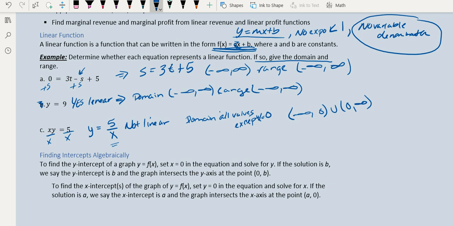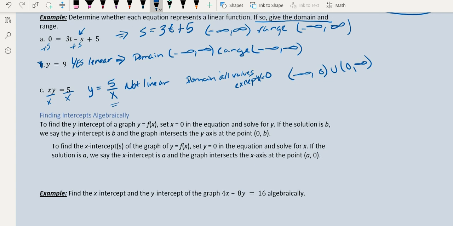Our next objective is to find intercepts. In your book, it gives you this nice long definition to find the y-intercept: graph y equals f of x, then set x equal to 0, and solve for y. What I'm going to tell you is what you need to know when you're trying to find the y-intercept: you set x equal to 0 and you solve for y. Whatever you end up with as your answer, your y-intercept is written as (0, b).